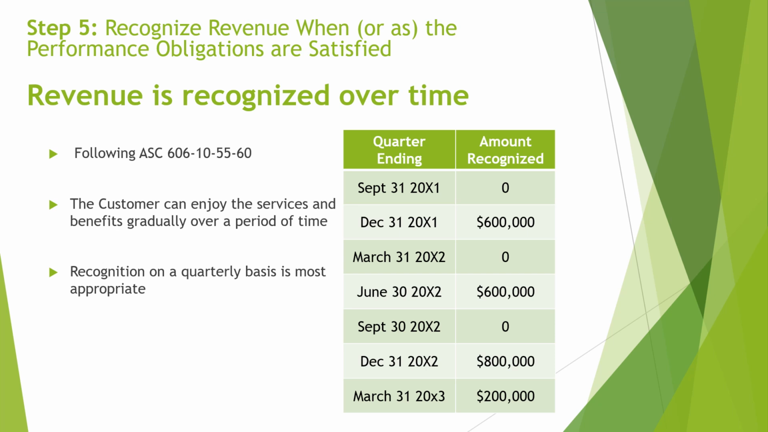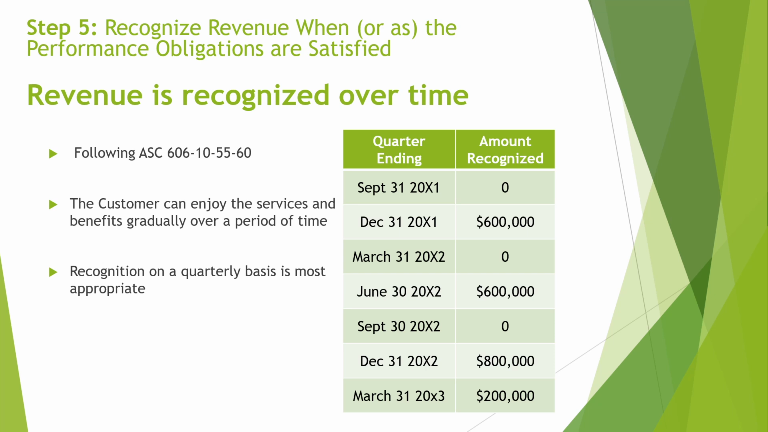Following ASC 606-10-55-60, revenue is recognized over time. The customer can enjoy the services and benefits gradually over a period of time. And I also think that it is most appropriate to recognize on a quarterly basis. Over here we have a table laying out the amount that should be recognized at the end of each quarter.